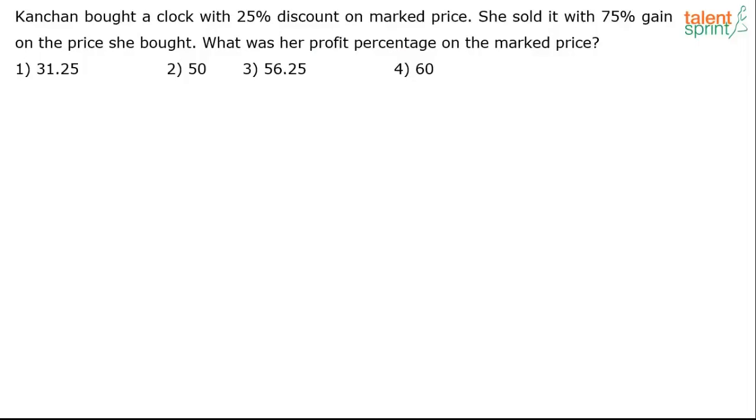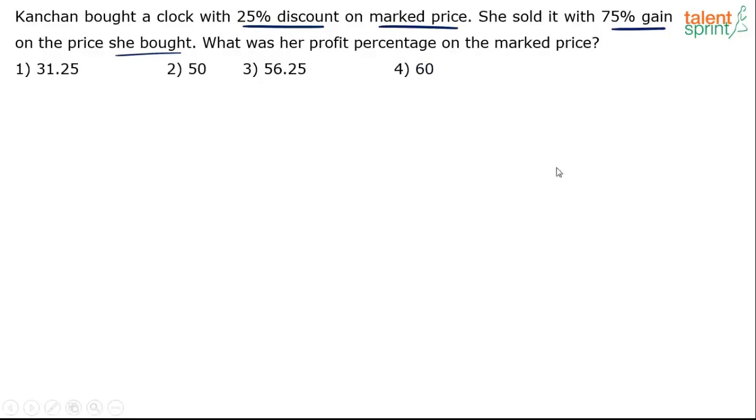Anyway, let me discuss the solution now. So here we go. It says Kanchan bought a clock with 25% discount on the marked price. She got 25% discount on the marked price of the clock. She sold it with 75% gain on the price she bought. What was her profit percentage on the marked price?